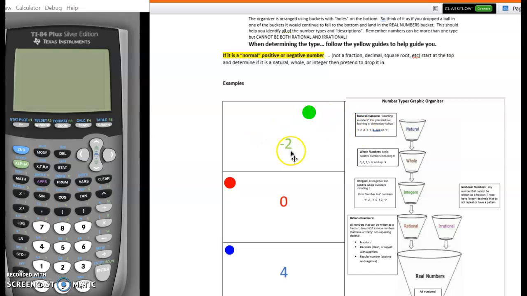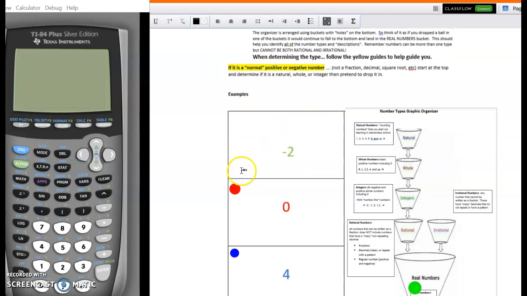So -2, is it a natural number that you started out learning? No. No negatives in there. Whole number? Well, the only new number that's added here is 0, and it's not a whole number. Integers? All negative and positive numbers, including zero. So think about -2, you'd find it on a number line. So the highest bracket it goes into is integers. It is an integer, goes down to rational, and ends up there in real numbers.